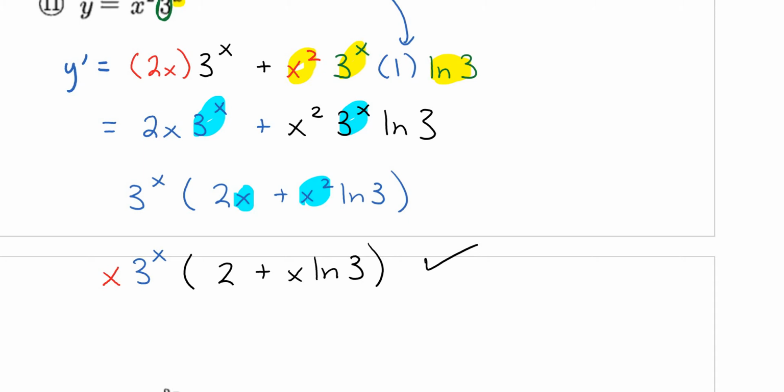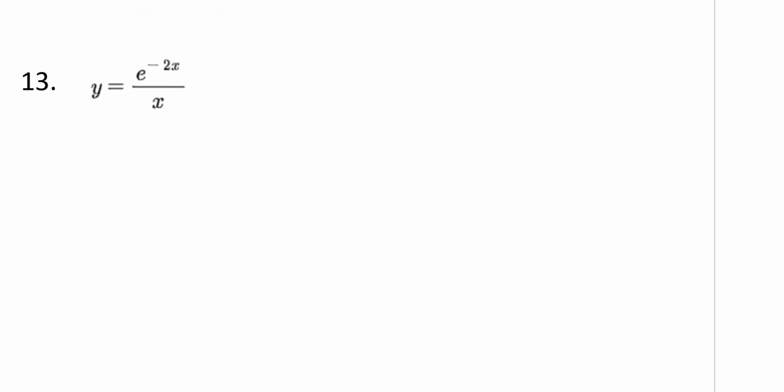Okay, let's move on to the next one, question number 13. Now this one's going to be a bit of a long one just because it seems like I have to use the quotient rule here. Actually, this one's not too bad. I would definitely use the quotient rule here, and then I would have to simplify it towards the end.